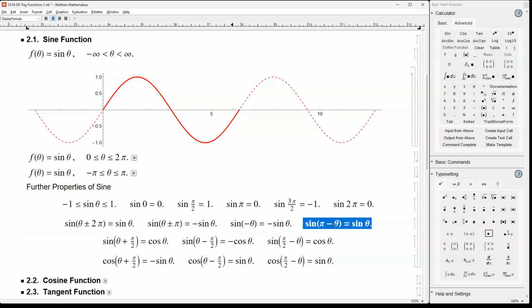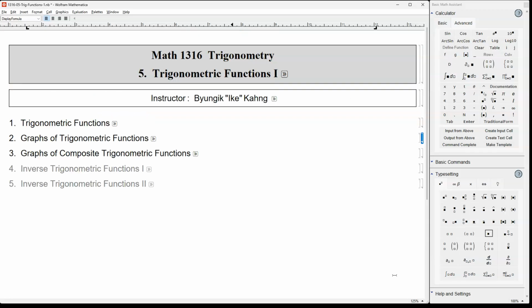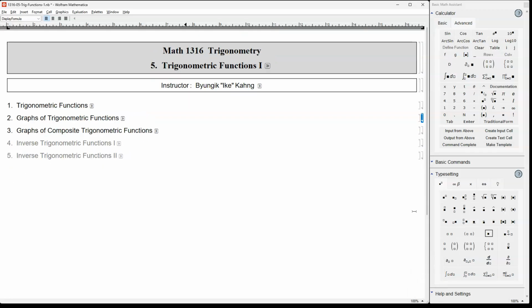Let's see, plus or minus pi, we have the same, but we are changing the sign. And then plus or minus pi over 2, sine becomes cosine, cosine becomes sine, but you have to be careful about pluses and minuses. We'll come back and discuss cosine in the next video.